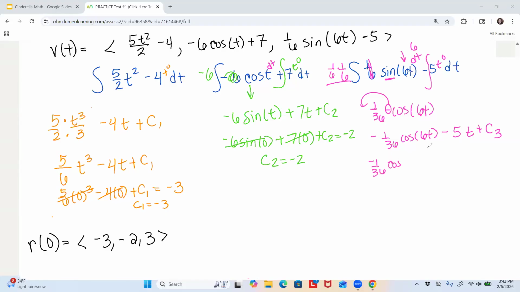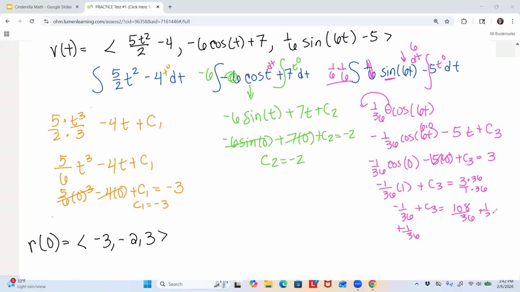And coming to the pink. Negative 1/36 cos 6 times 0, so 0, minus 5 times 0, plus C3 needs to be 3, the third number. Cos of 0 is 1 from that unit circle previously, so this is negative 1/36 times 1. 5 times 0 is gone, plus C3 equals 3. So this is negative 1/36 plus C3 equals, I'm going to call that 3 over 1, and I'm going to times that by 36 to get a common denominator. That's 108/36. Add 1. Of course, use a fraction calculator if that's allowed. And C3 is 109/36.